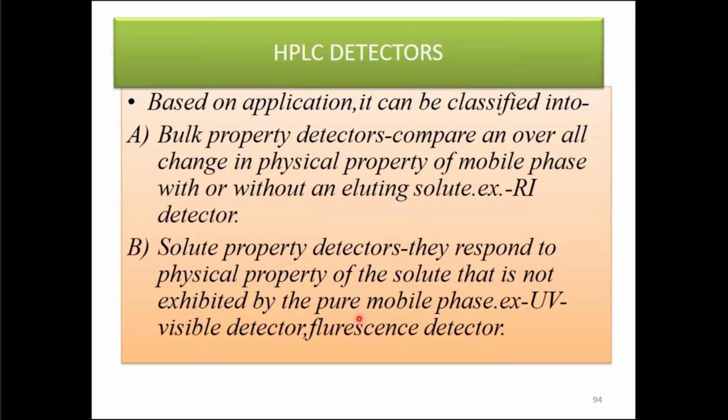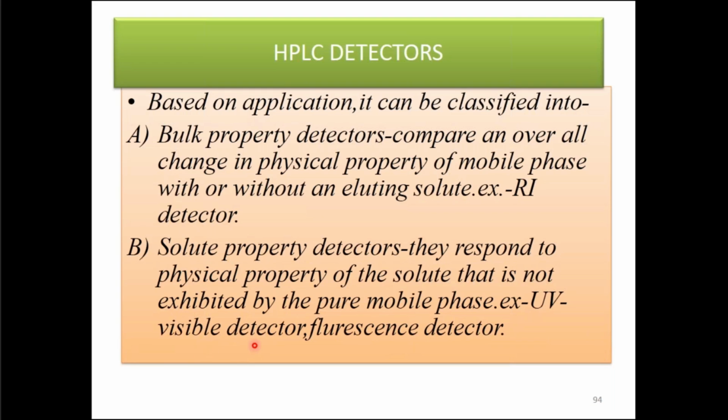So actually the response will be almost zero, or no response, when only mobile phase is coming to the detector. Whenever a solute gets eluted and arrives at the detector, then immediately it will respond. The detector will show a response because the solute that is getting eluted will have a property that is being measured by the detector. I'll take the example of UV visible detector.